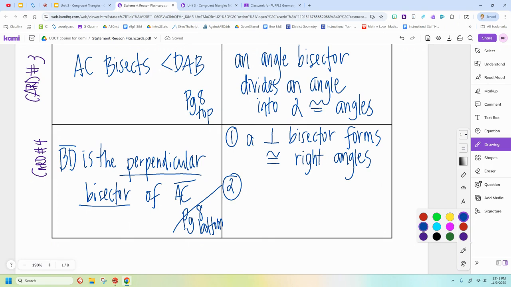Okay. And then the second one starts off the same, a perpendicular bisector. And this is the bisector part of it. So this was the perpendicular part, this is the bisector part. A perpendicular bisector divides a segment into 2 congruent segments.